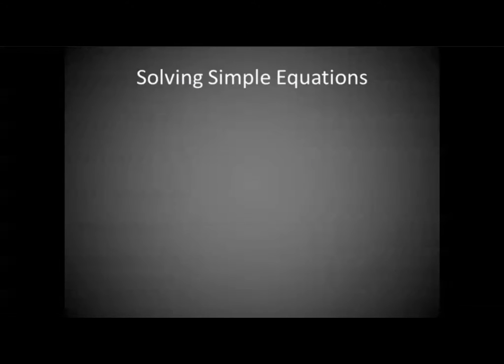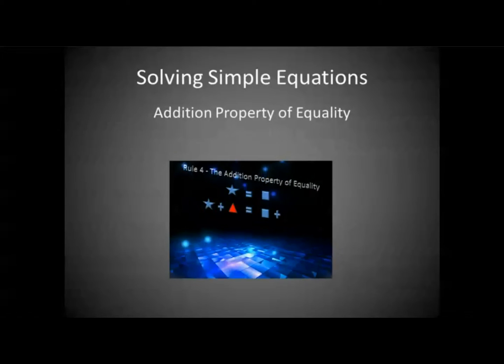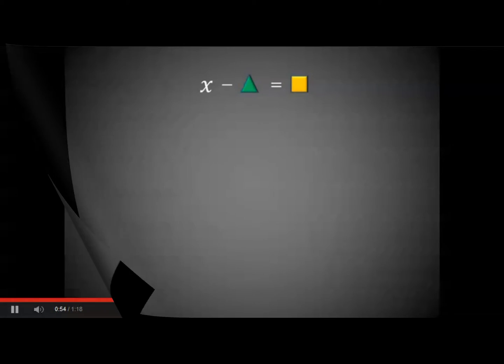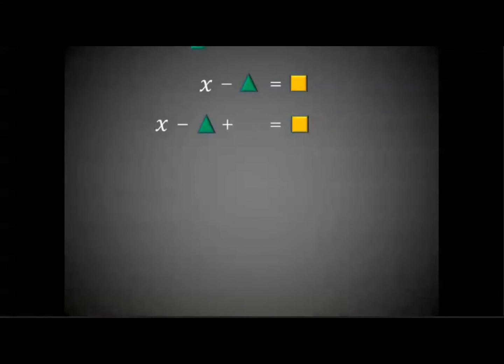Our first basic pattern will use the important addition property of equality. We're going to look at our first basic pattern, to add the triangle expression. And remember, our addition property of equality says that we must add the same expression to the right-hand side of the equation.